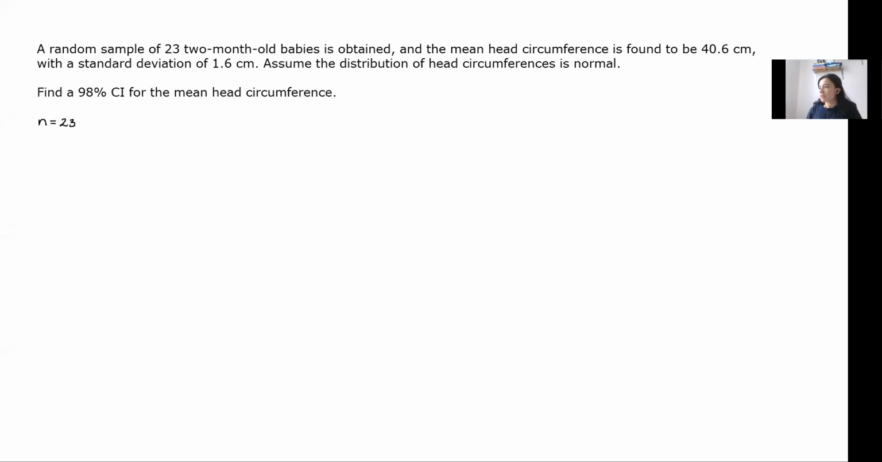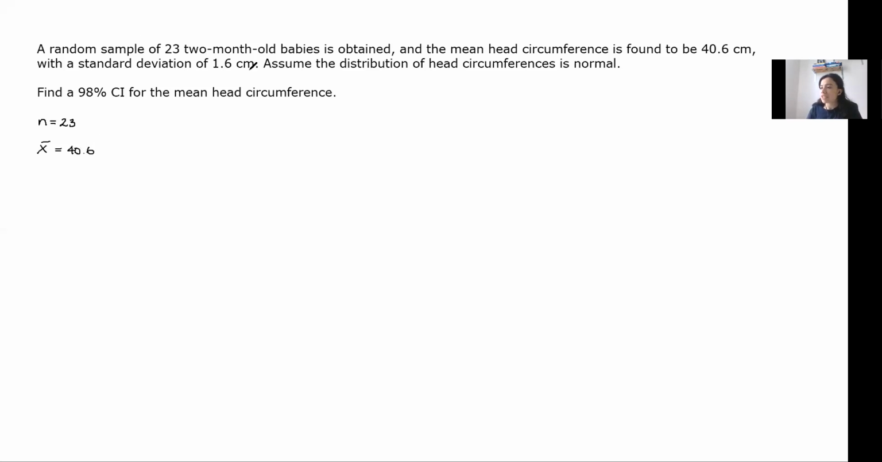Then I find that the mean circumference for those 23 babies is 40.6, which means that 40.6 is an average that is computed based on only the 23 babies, right? So that's a sample average. So I have that X bar is equal to 40.6.